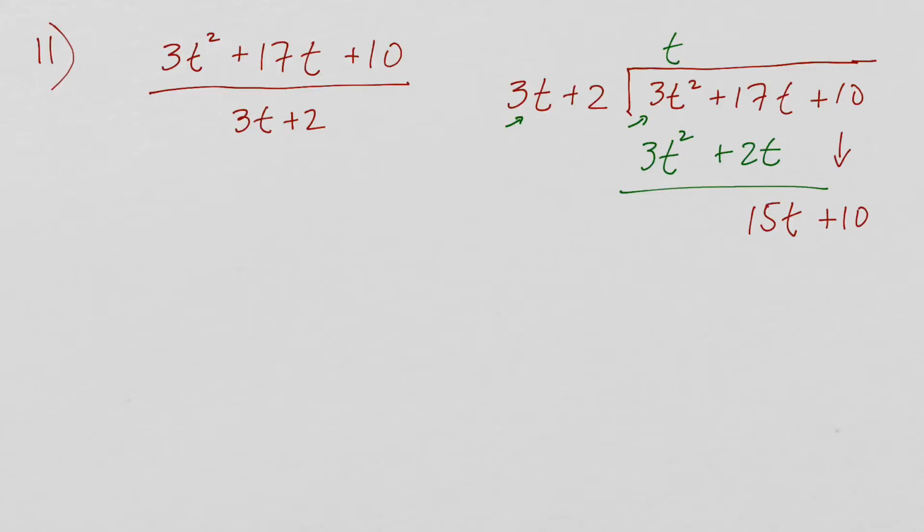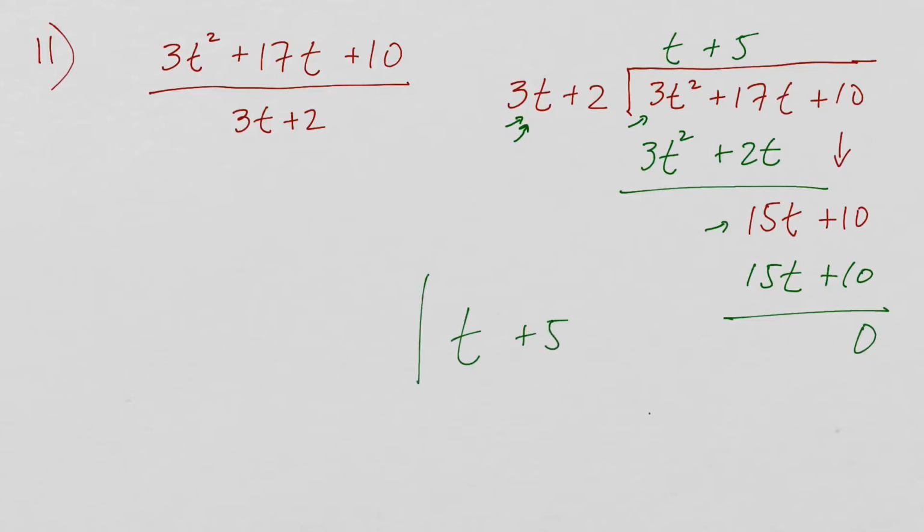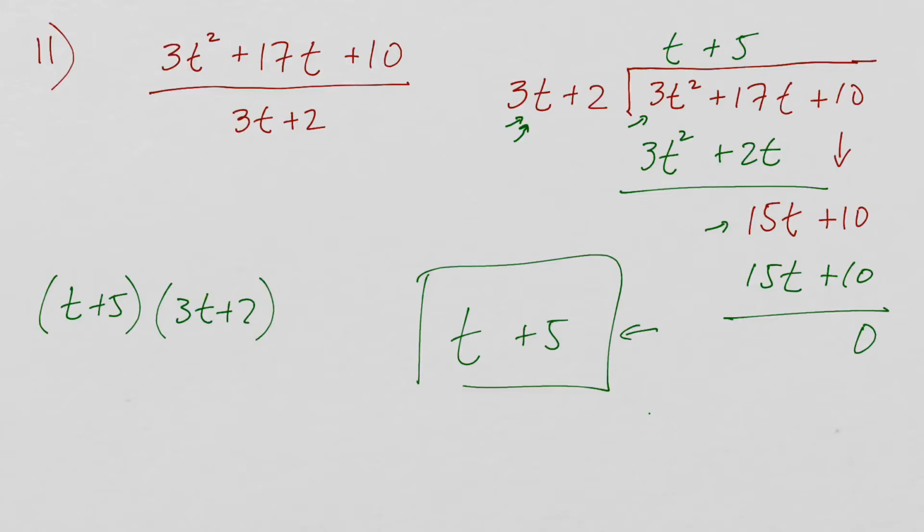Again, remember, only look at the first item to figure out what you need to put up top. And it's a positive 5. Positive 5 times 3t is 15t. Positive 5 times 2 is a positive 10. And we subtract and get a 0. So I do not have a remainder. So my answer is t plus 5. By the way, you can always check if these two things divide to give you this, then you can re-multiply to give you this.